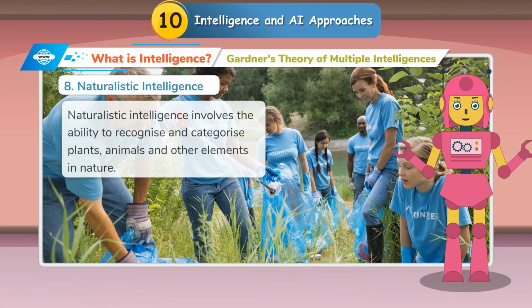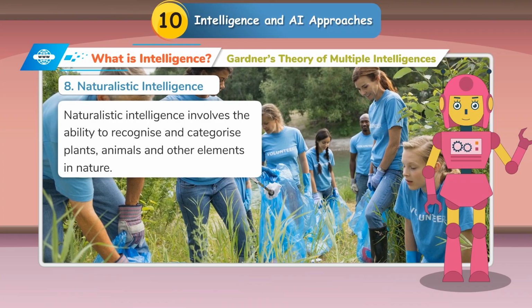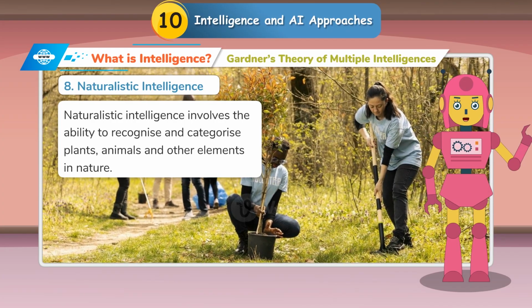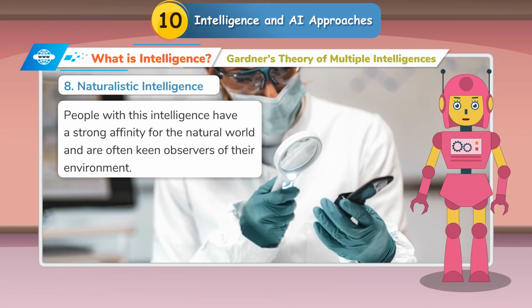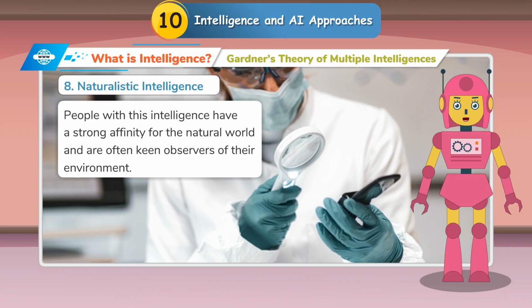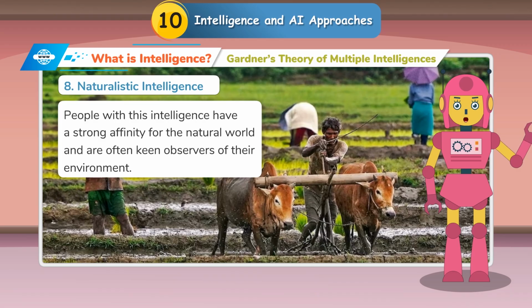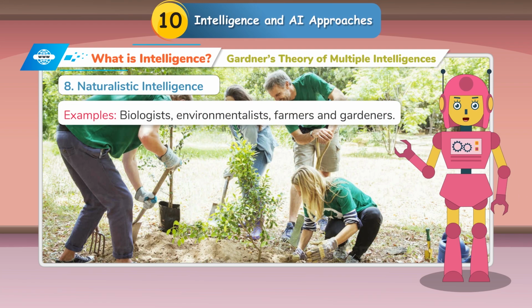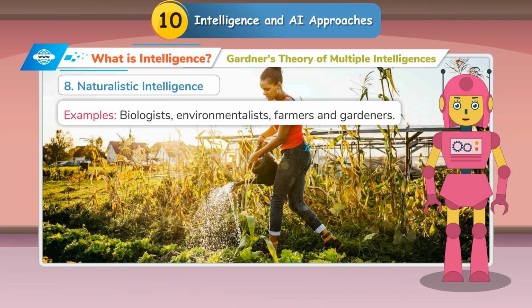8. Naturalistic intelligence. Naturalistic intelligence involves the ability to recognize and categorize plants, animals, and other elements in nature. People with this intelligence have a strong affinity for the natural world and are often keen observers of their environment. Examples: biologists, environmentalists, farmers and gardeners.